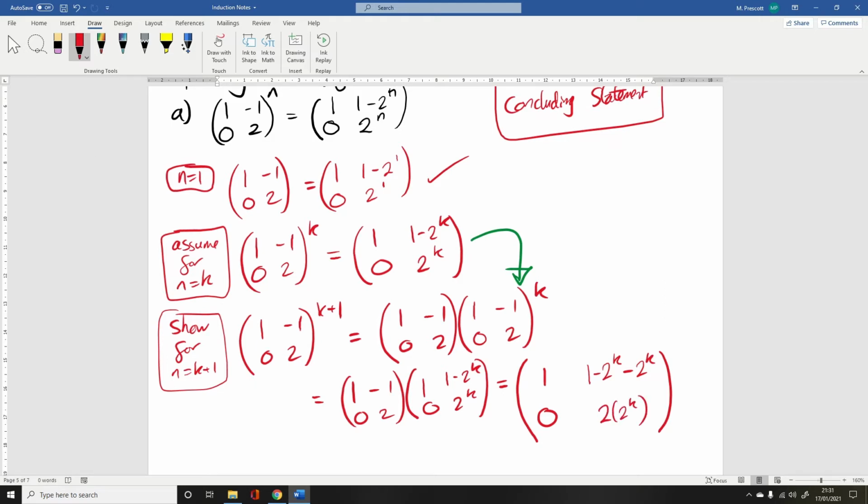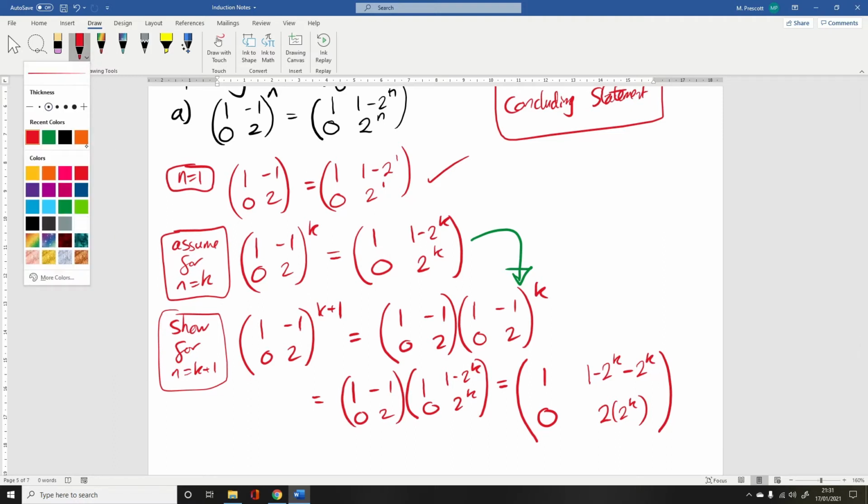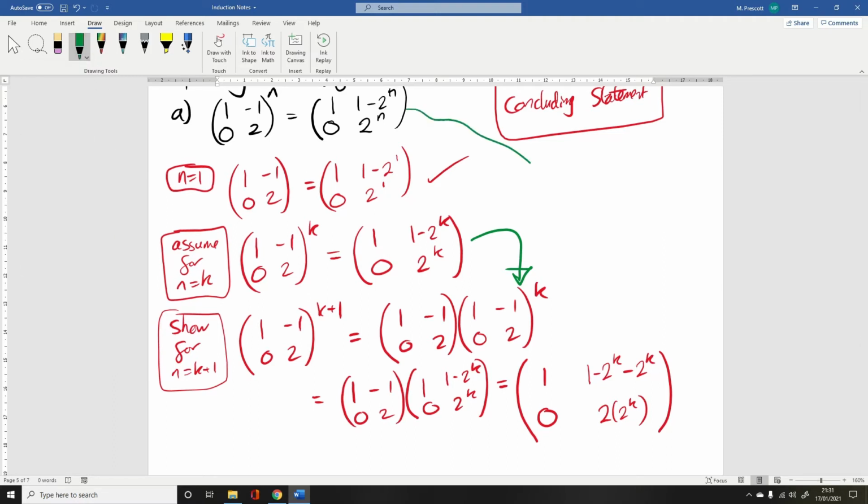Okay, does that look exactly like we want it to look? Well, let's look back at what we're trying to prove here. We are trying to prove this statement, so we would like it to look like 1 minus 2 to the k plus 1, 0, 2 to the k plus 1. So there's going to have to be some manipulation that takes place for us to get that result.